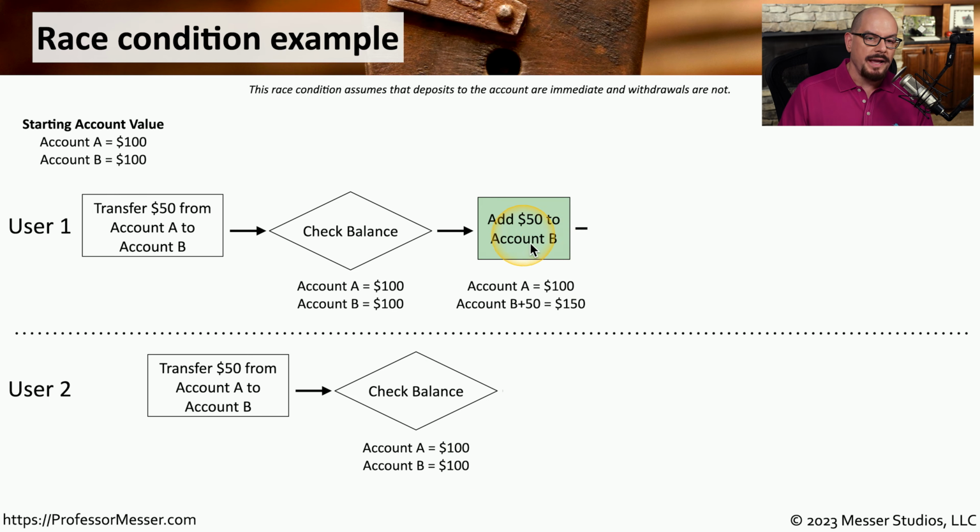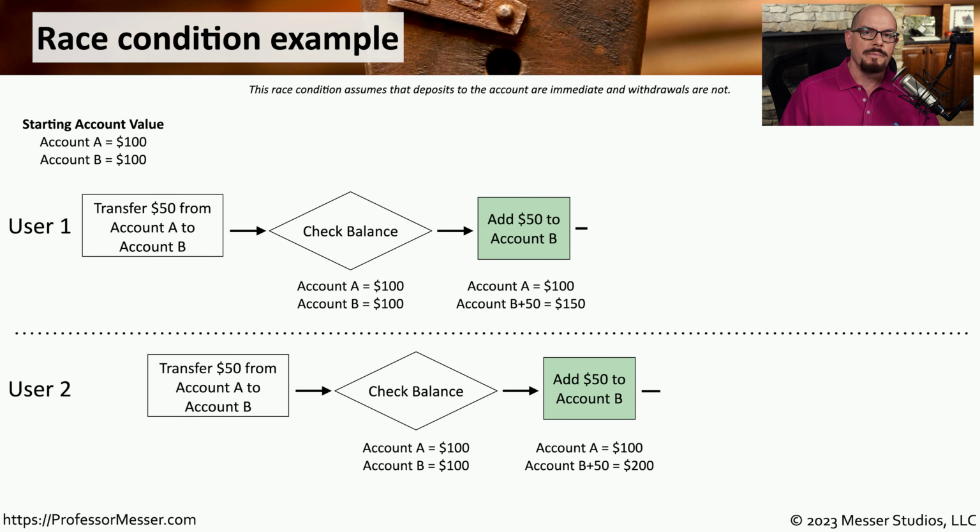Now user 1 is going to add $50 to account B. Because deposits are updated immediately, we know that now account A has $100 and account B, with an extra $50 in it, has a $150 value. Now user 2 is going to perform the same function. They're going to add $50 to account B, and when they do that, because this deposit is represented immediately, we now have account A with $100 and account B with $200. And again, everything is still working exactly as expected.